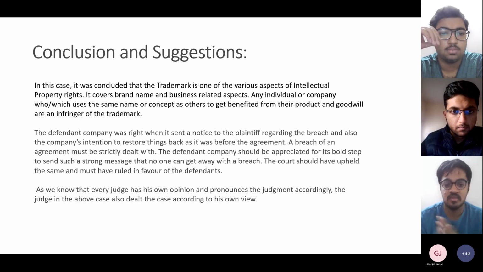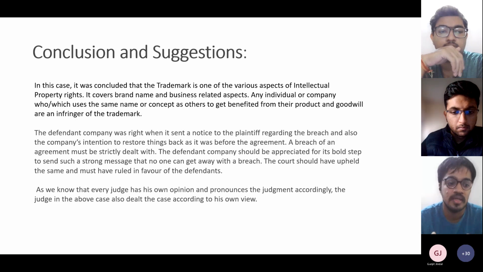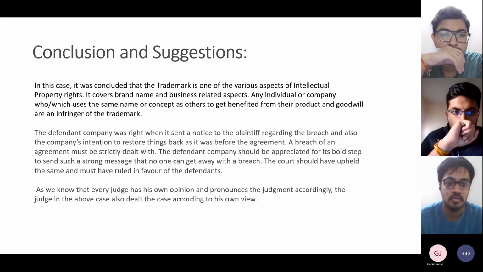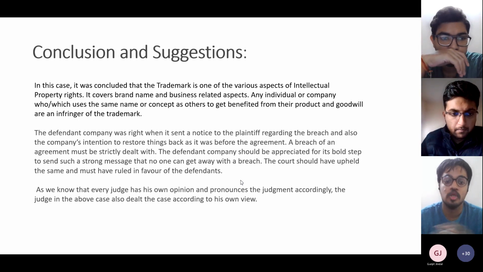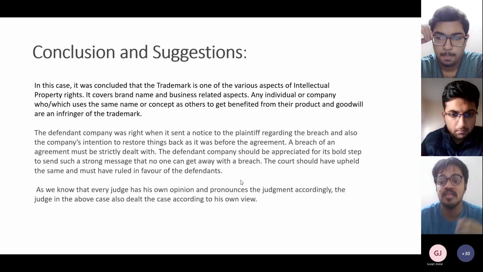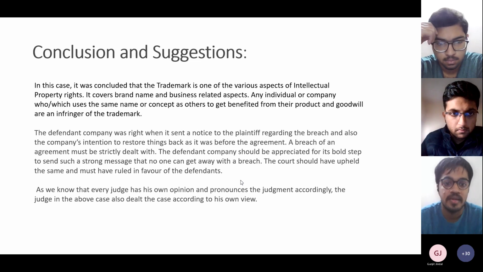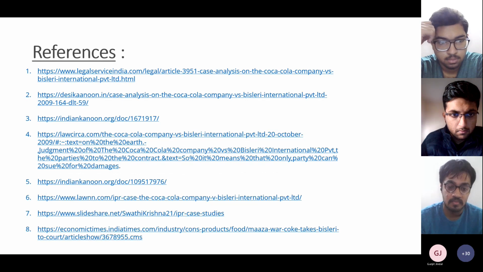As we know that every judge has his own opinion and pronounces the judgment accordingly, we see that the judge in the above cases also decided the case in his own view. And the case proved that trademark rights are globally recognized and the law protects the rights of the owners of these trademarks. Thus, this case is considered a major contributor to the development of intellectual property rights in India. And now we'll come to the references we used to prepare our presentation.